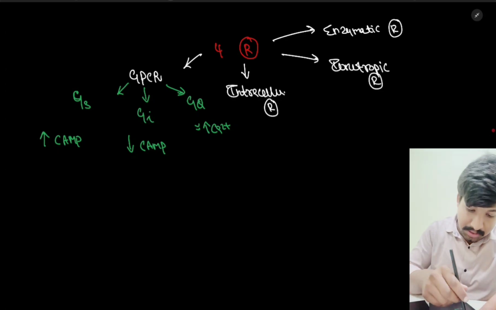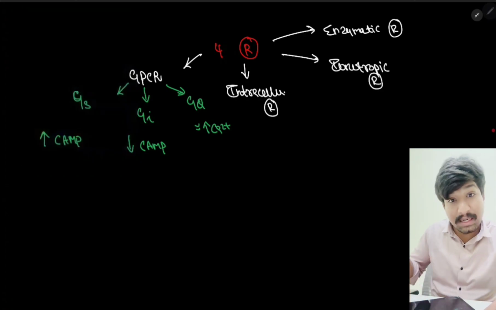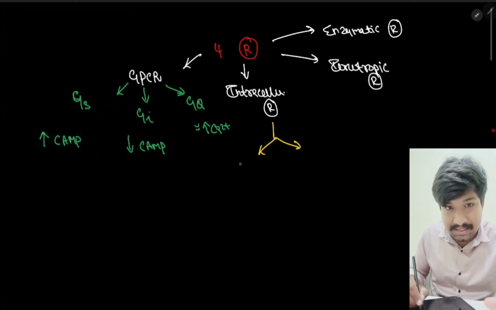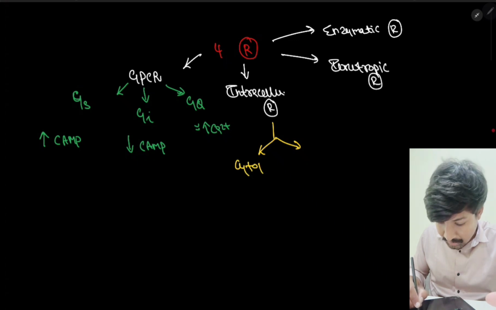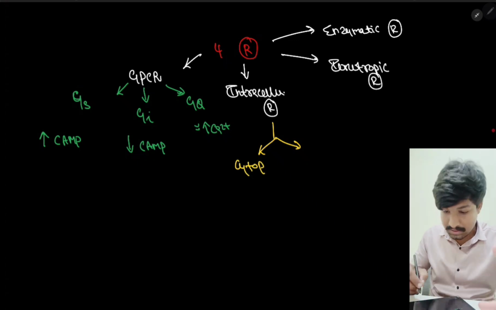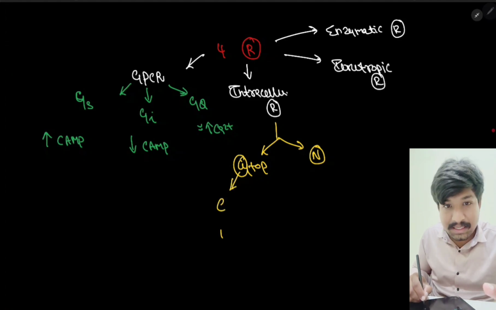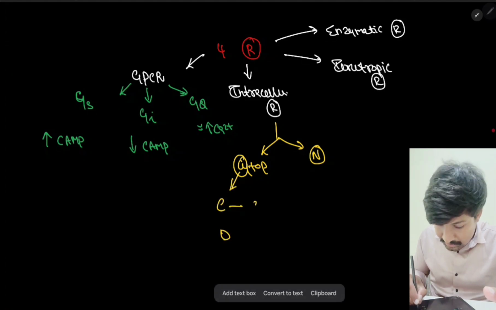That's it about G protein coupled receptors. Now let's go to intracellular receptors. Intracellular receptors are of 2 types. One is present inside the cell, that is cytoplasm. Another one is present more inside the cell, that is nucleus. How to remember? C for cytoplasm. From C comes CD. One C is corticosteroids.